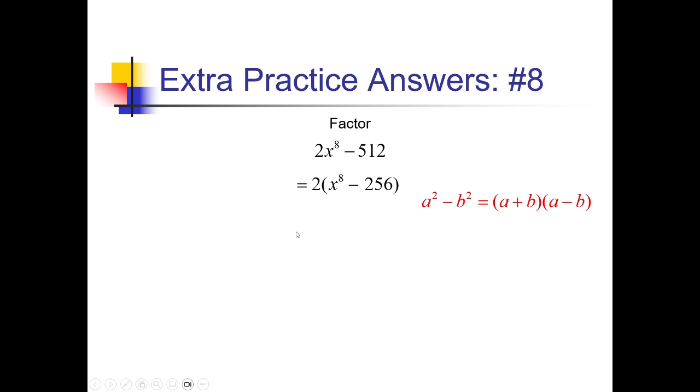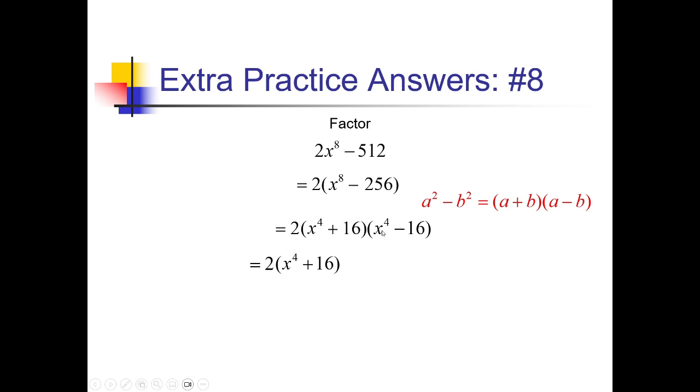So we have the 2 that we took out, and then the square root of x to the 8th, we have to divide the exponent by 2. So that's x to the 4th. Square root of 256, we already said that was 16. So we have x to the 4th plus 16 and x to the 4th minus 16. Now this 2 and this x to the 4th plus 16 can't be dealt with any further. Those are as factored as they're going to get.